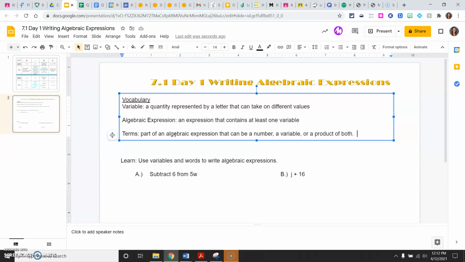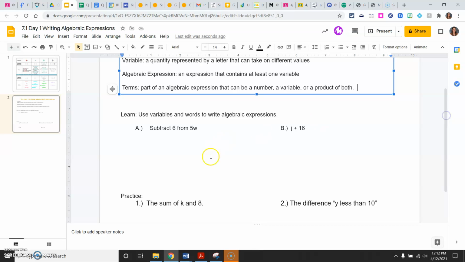Tomorrow, we're going to work with story problems, and then the day after that, when we're on day 3, we are going to have more than one term in our expression. So we are eventually gonna get down here where we're practicing and working on this. We today are going to learn how to use variables and words to write algebraic expressions.